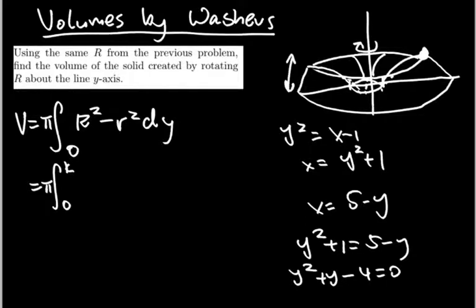Big R. Let's think about what that is. So if our cross sections are these, let's try to make this look a little bit nicer.